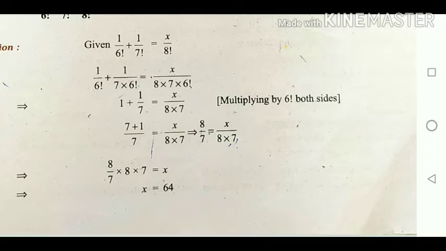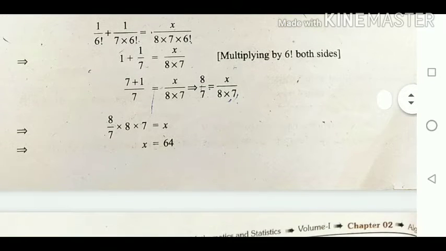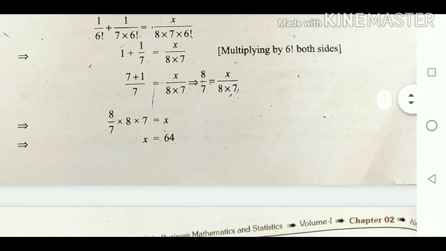In the first case 6 factorial is cancelled, we get 1, and 1 by 7 into 6 factorial, after cancelling the 6 factorial, we get 1 by 7 equal to x by 8 into 7 into 6 factorial, which becomes x by 8 into 7. Okay, that is, if we multiply, 6 factorial is cancelled in the denominator. After that we take LCM on the left hand side. Okay, 7 is taken as the LCM, 1 into 7 plus 1, we get 8 by 7 equal to x divided by 8 into 7.